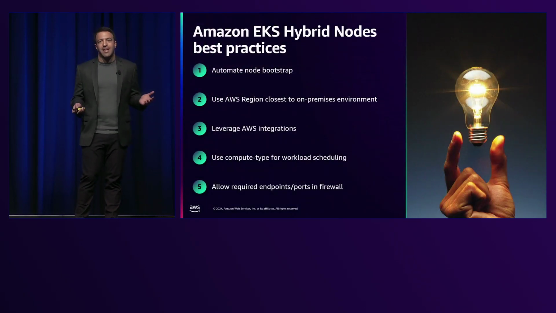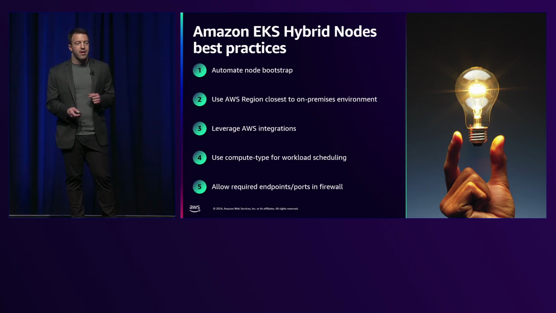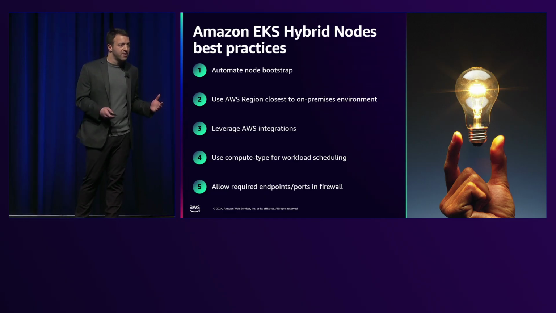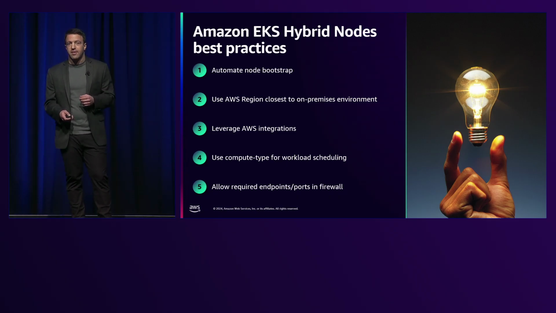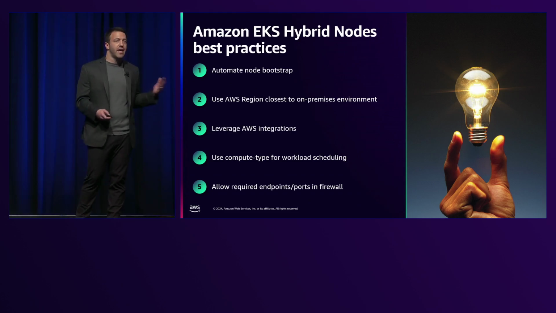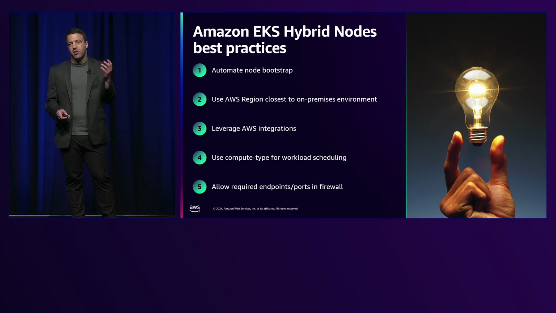Now, let's touch on some EKS hybrid nodes best practices. To automate node bootstrap, include nodeadm in your golden operating system images and optionally set it to run at host startup as a systemd service. To limit latency between the control plane and your environment, create your EKS cluster in the region that's closest to your hybrid location, to your data center or to your edge location.